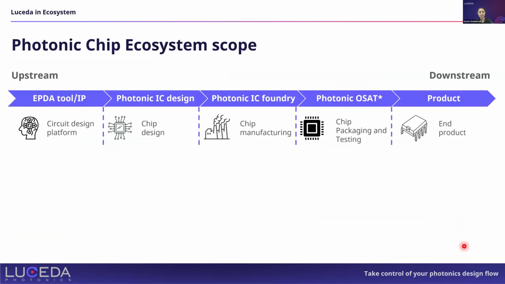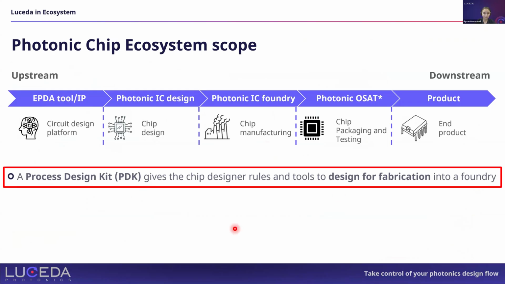So here is the photonic chip ecosystem. The electronic photonic design automation tool is used by the photonic IC designers to design the chips. Then it will be sent to the foundry for fabrication. And after fabrication, it will be packaged and tested. So then at the end the product is ready.